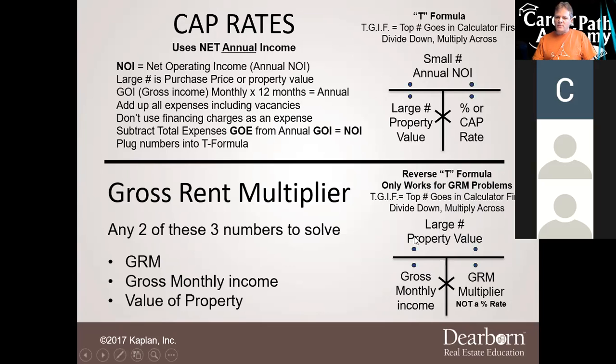You're going to put the large number up top and the small number on the bottom, but the small number this time is going to be the gross monthly income instead of the annual net. And on the other side is not a percentage, it's going to be the GRM, which is a multiplier, not a percentage rate. So write both of those in, write the T formula on page 282 and then page 283 above GRM, you're going to write the reverse T formula there.